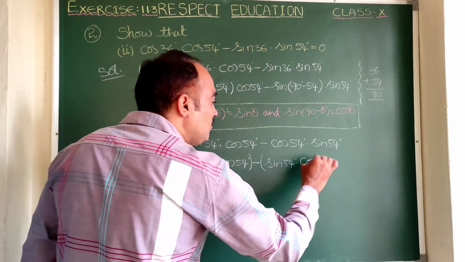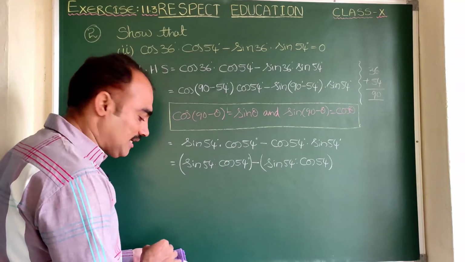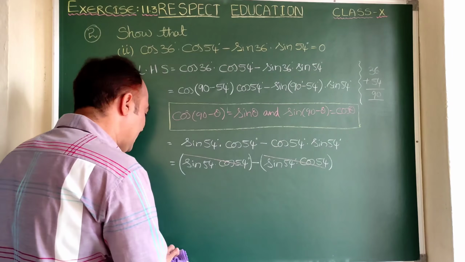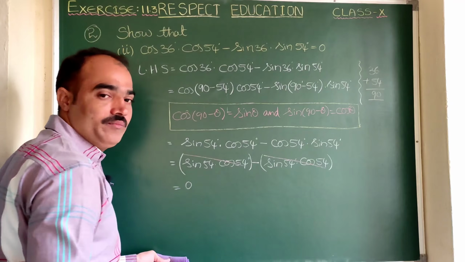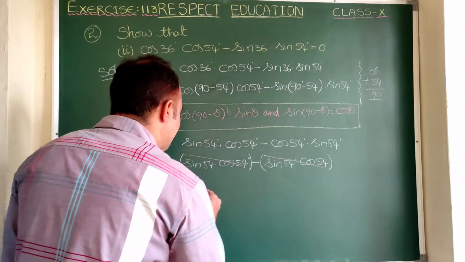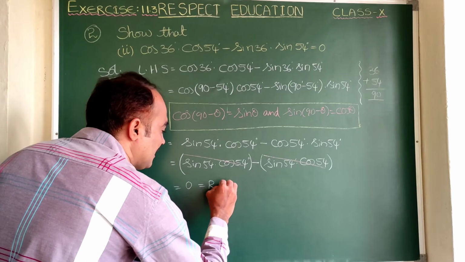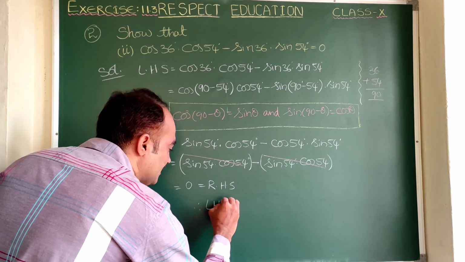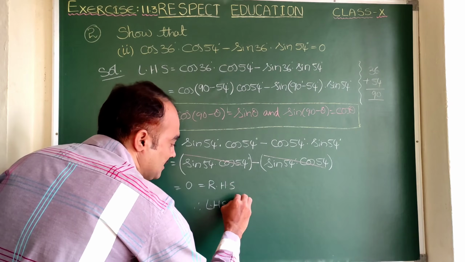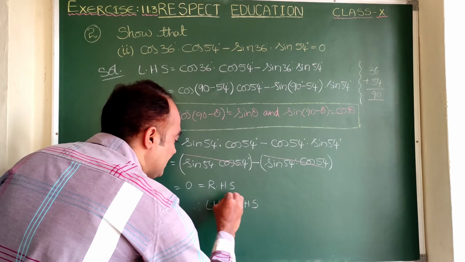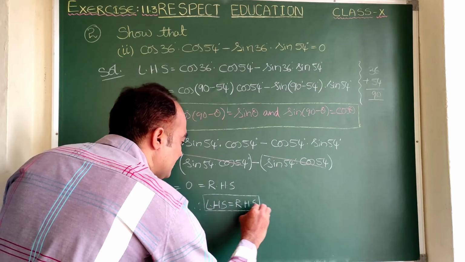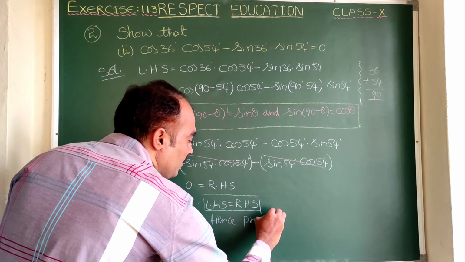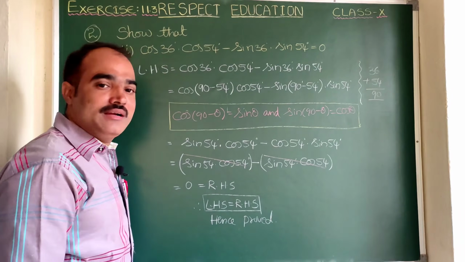Yes. Now you observe sin 54 degrees into cos 54, you will get one value. The same value is also there here. Is it clear? Yes. So they both can be cancelled. So what is the answer? 0. Now what is RHS? 0 only. So this is RHS, right hand side. Therefore, if we consider LHS, we have reached RHS. When LHS equals RHS, we can write hence proved. With this, the second bit gets completed.